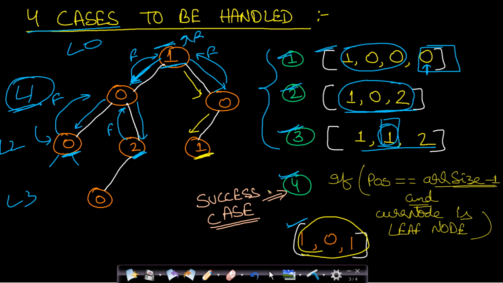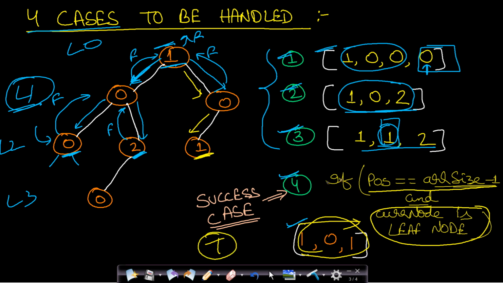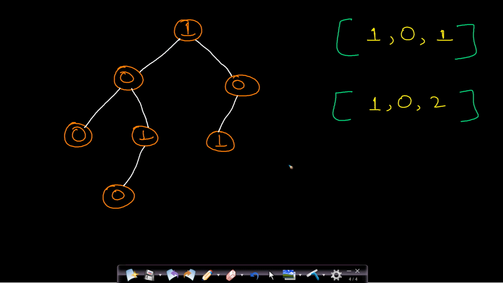So whenever these two things occur together, that is the position is equal to array size minus 1, that is all the elements in array have been covered, and the current node is a leaf node, then we can say that we have found a path from root node to leaf node covering all these elements from left to right. So in this case we will return true. So this is the only case where we return true.